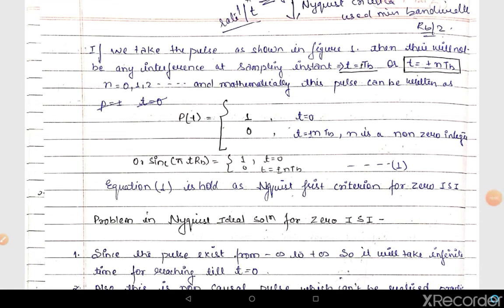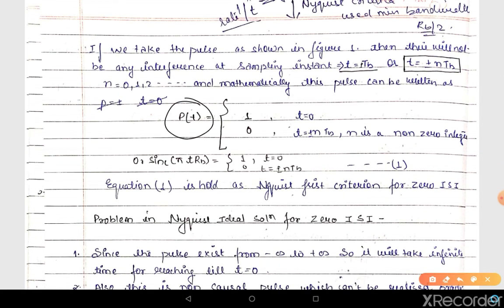The same thing can be written mathematically as this. A pulse which will avoid ISI, or a 0 ISI pulse p(t), can be written as p(t) equals 1 for t equals 0, and it is 0 for t equal to plus minus NTB, that is, at the sampling instants. So this pulse is called a Nyquist 0 ISI pulse. This is a mathematical representation of a 0 ISI pulse.